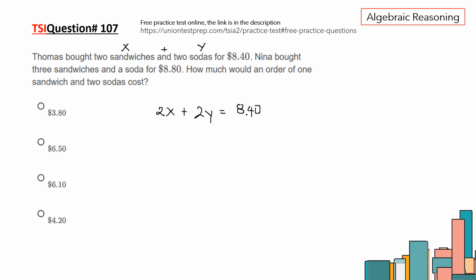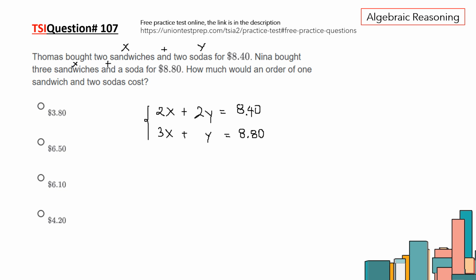The second equation says 3 sandwiches, 3x, and add a soda, 1 soda is 1y, equals $8.80.